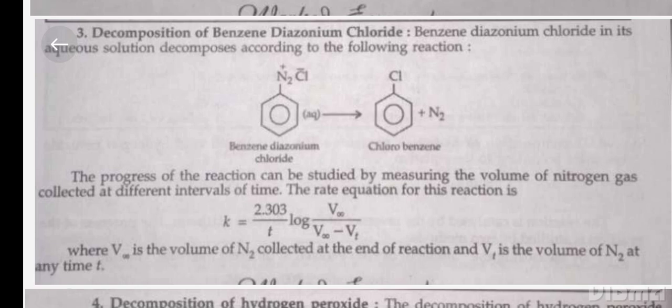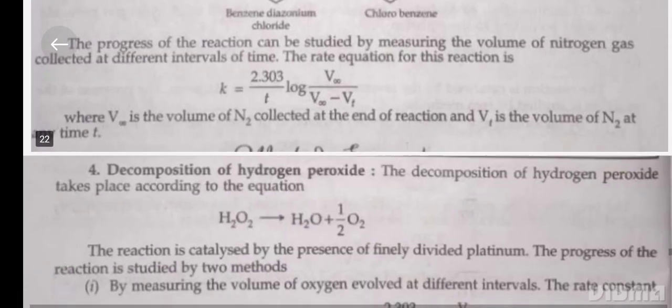Decomposition of benzene diazonium chloride. Benzene diazonium chloride in its aqueous solution decomposes according to the following reaction: benzene diazonium chloride converts into chlorobenzene. The progress of the reaction can be studied by measuring the volume of nitrogen gas collected at different intervals of time. The rate equation for this reaction is K = 2.303/t log of V infinity upon V infinity minus Vt, where V infinity is the volume of N2 collected at the end of reaction and Vt is the volume of N2 at any time t.